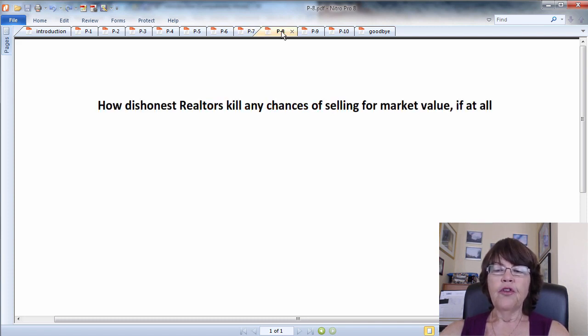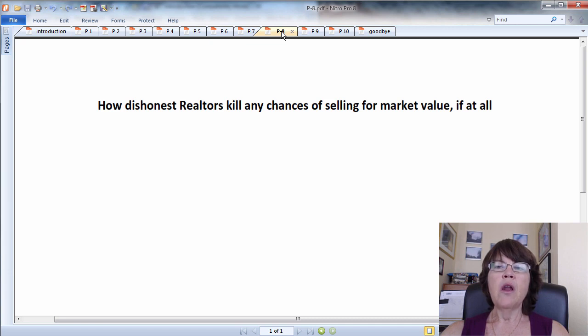How dishonest realtors kill any chances of selling for market value, if at all. Lack of good pictures and easy access to the property is how dishonest listing agents destroy any chances of selling Las Vegas homes, condos, or high-rise condos for market value or anything close to it, while significantly increasing their own chances of doing both sides of the deal and getting both commissions.